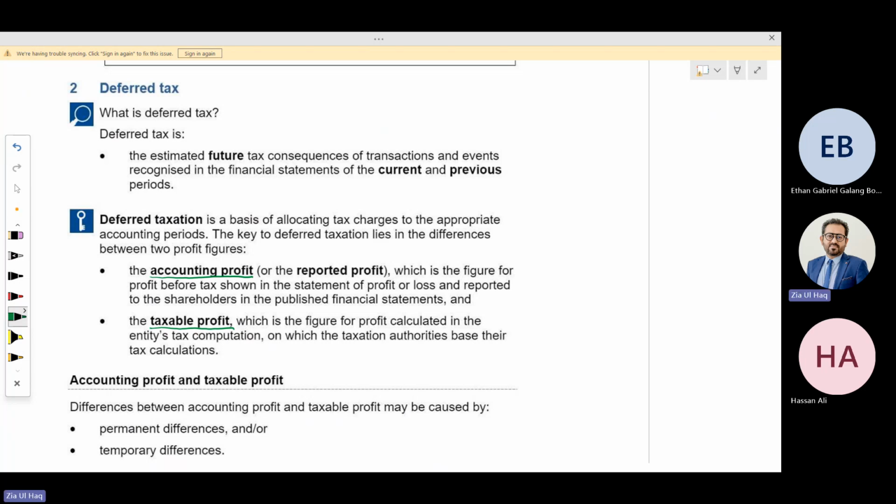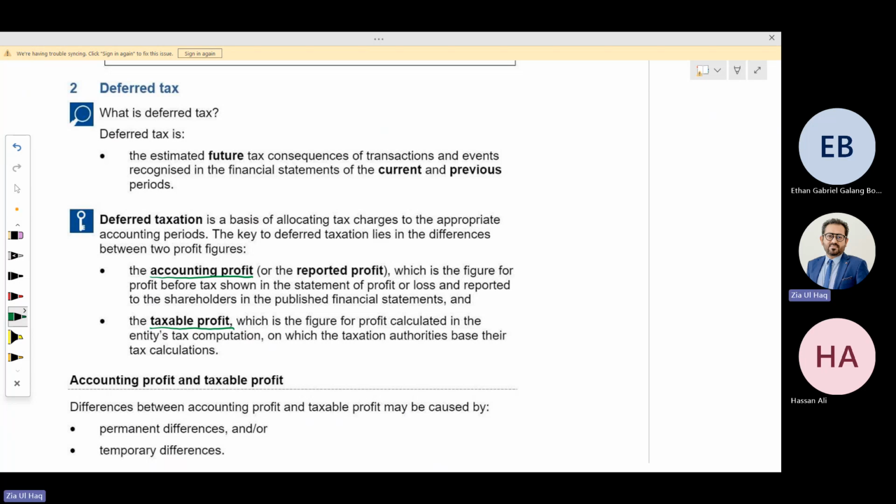So tax accounting profit, according to our records, means our actual profit that we have calculated. While taxable profit is the tax department profit. Tax according to tax department, profit according to tax department. So they could be different. Why could they be different? Due to different depreciation, due to provision or something else.